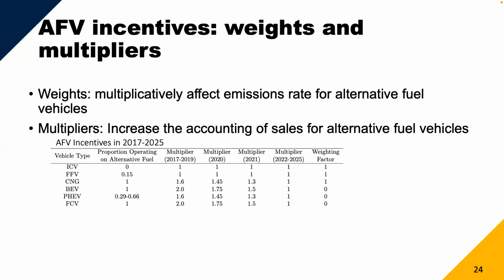There are additionally more complicated things. They wanted to provide incentives to automakers to produce alternative fuel vehicles. And so they have these weights and these multipliers. Weights multiplicatively affect emissions rate for alternative fuel vehicles, and multipliers increase the accounting of sales for alternative fuel vehicles. Okay, what the heck does that mean?